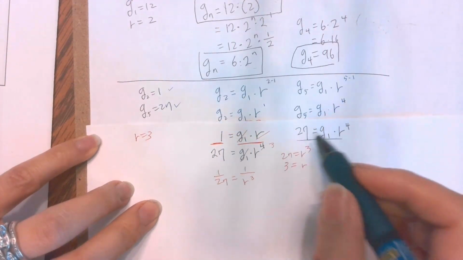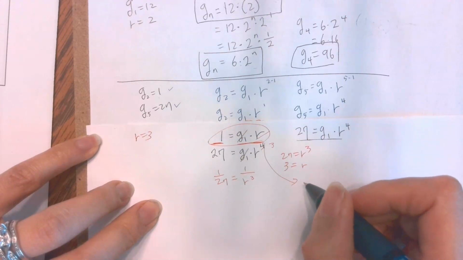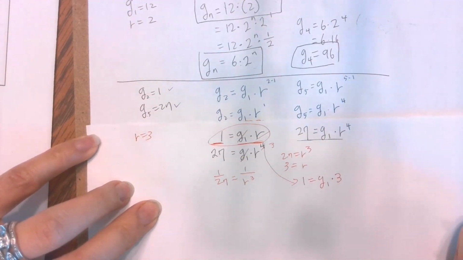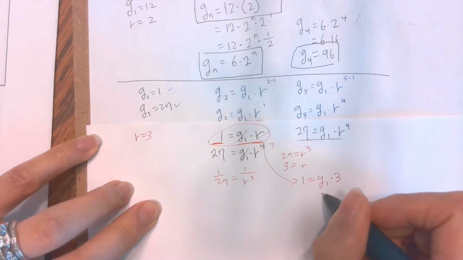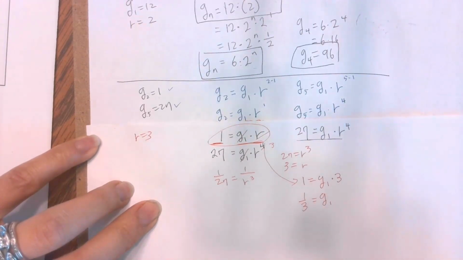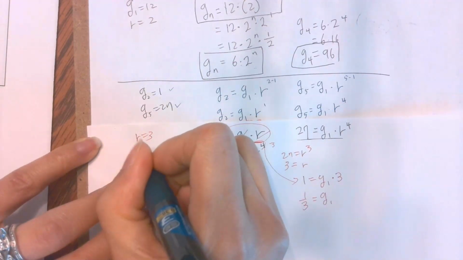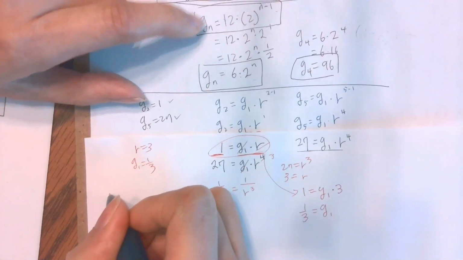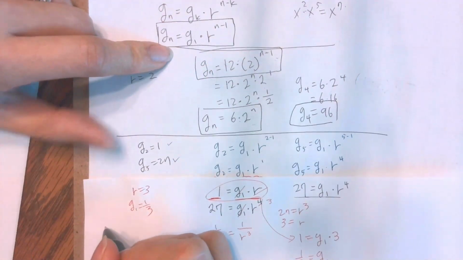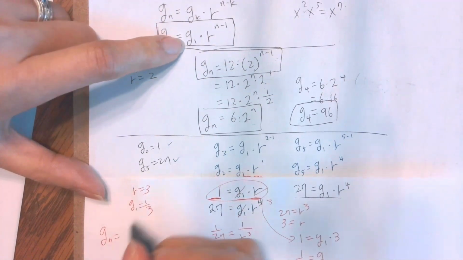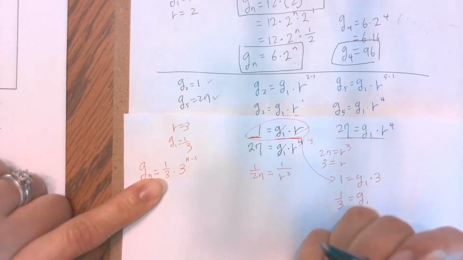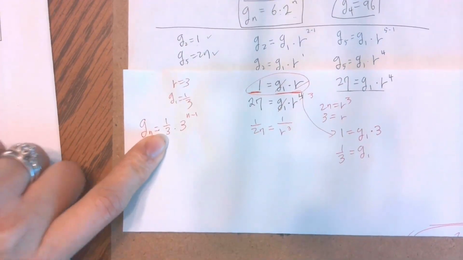So I'm going to take this, sorry, it's a little messy. I'm going to take this equation out. 1 is equal to g sub 1 times r. Well, r is 3, so I put that 3 there. Divide both sides by 3, so g sub 1 is 1/3. G sub 1 is 1/3. Dang, we can come up with the equation. Remember this? So g sub n is equal to g sub 1, 1/3, times r, 3 to the n minus first power, like that.